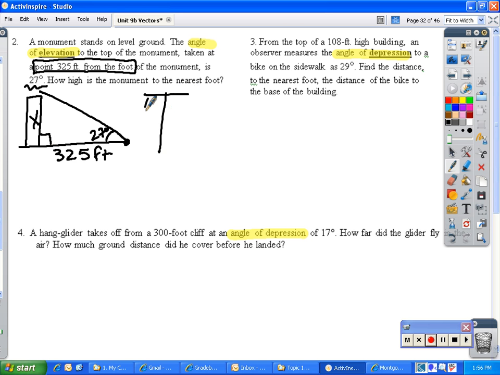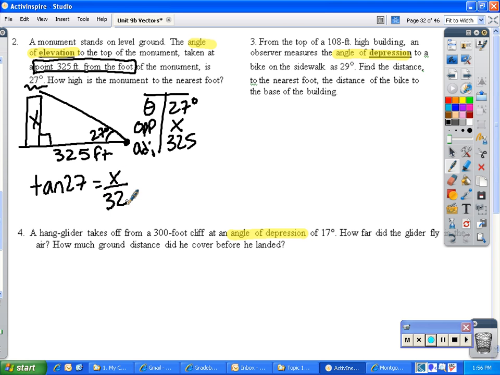What do we know? Our angle is 27 degrees. We have x and 325. X is opposite. 325 is adjacent. It's not the hypotenuse. This would be the hypotenuse over here. Opposite and adjacent, that's tan again. And so let's solve it. The tangent of 27 degrees equals opposite, that's x, over 325, that's adjacent.